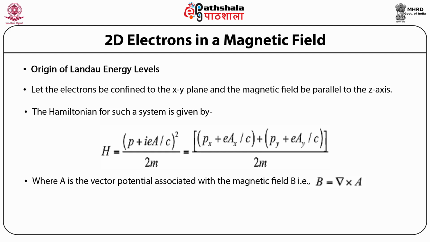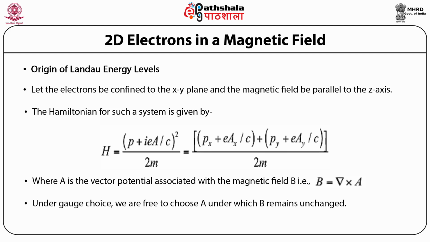So what exactly does this mean? It means that you have a two-dimensional gas of electrons, that is, the electrons are confined only in the z direction. They are not able to move in the z direction, but are free to move in the xy plane. That is why we call them two-dimensional electrons. The magnetic field, of course, is applied parallel to the z direction. Under a suitable gauge, we are free to choose A, under which B remains unchanged. This is also a very important implication.